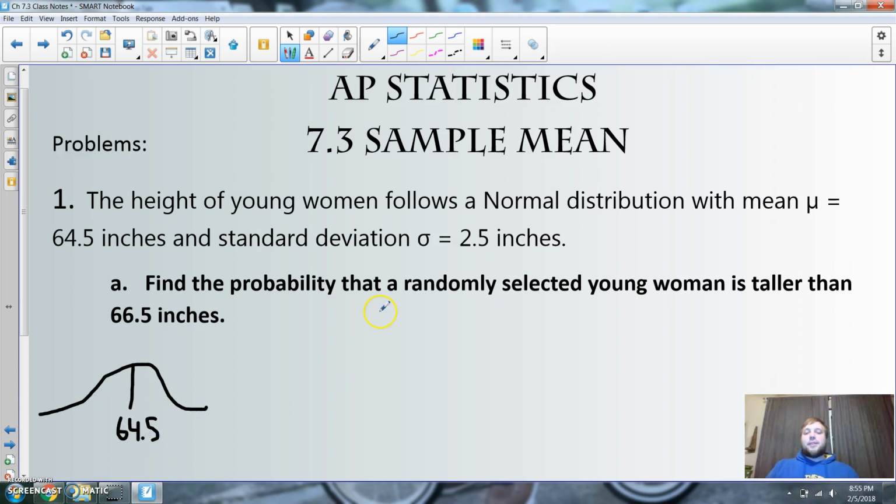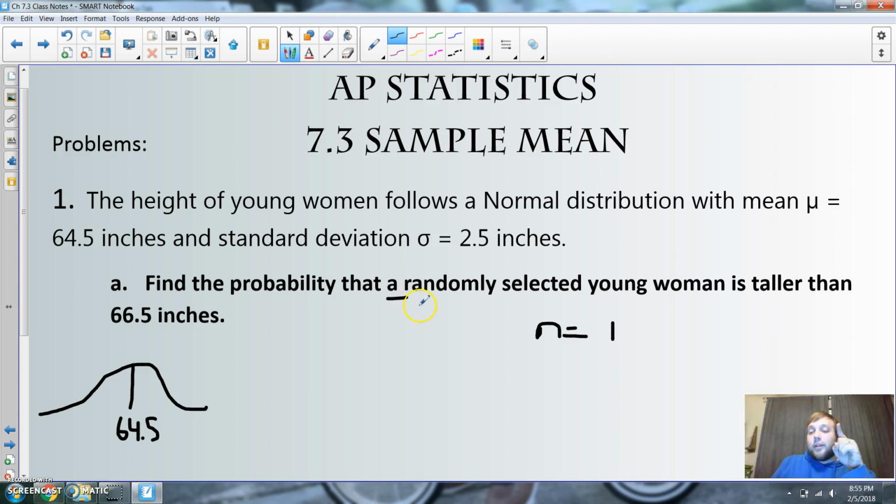Now, notice what this says. How many people am I selecting? What is my sample size? Find the probability that a randomly selected woman. That means one person. What's the probability that one person? This is what Chapter 2 is all about. We only took one thing.